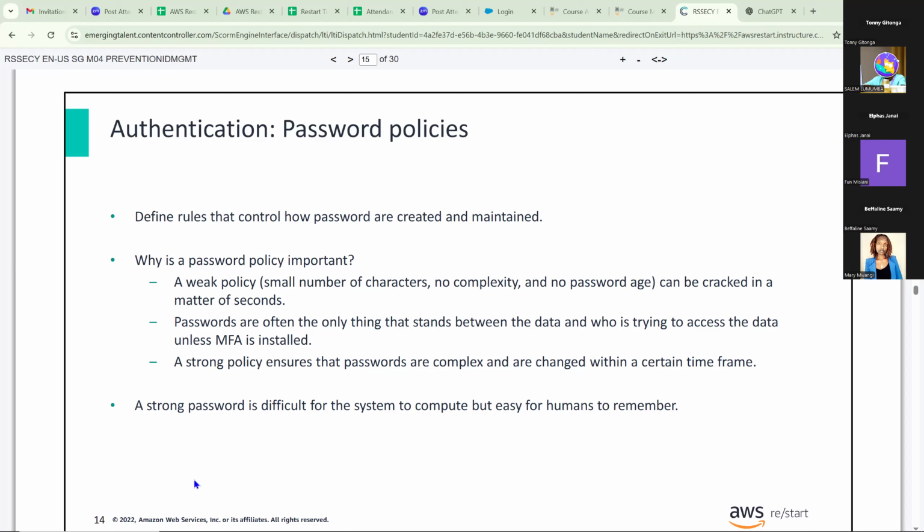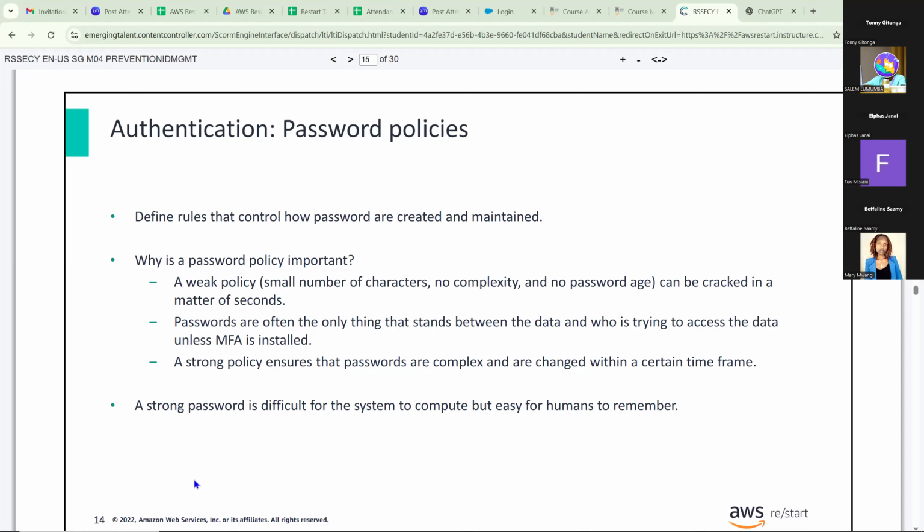So password policies are important because they help in defining rules that control how passwords are created and maintained. I've just talked about rotation. Why is password policy important? A weak policy, with a small number of characters, no complexity, and no password age, can be cracked in a matter of seconds. Passwords are often the only thing that stands between data and whoever is trying to access it, unless MFA is enabled. A strong policy ensures that passwords are complex and are changed within a certain time frame. That's what I was talking about when I mentioned rotation of your password.